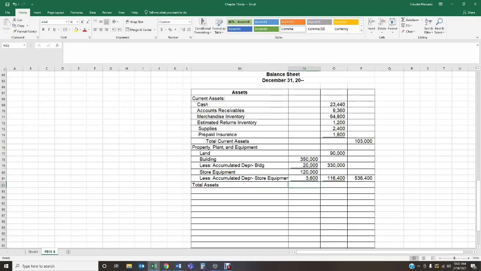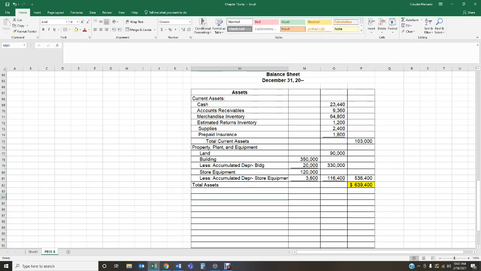Now I can calculate my total assets. To get your total assets, you take your total current assets plus your total property, plant, and equipment down here of $536,400. That's going to give us $639,400. I'm going to highlight this number because we need to tie back to it.